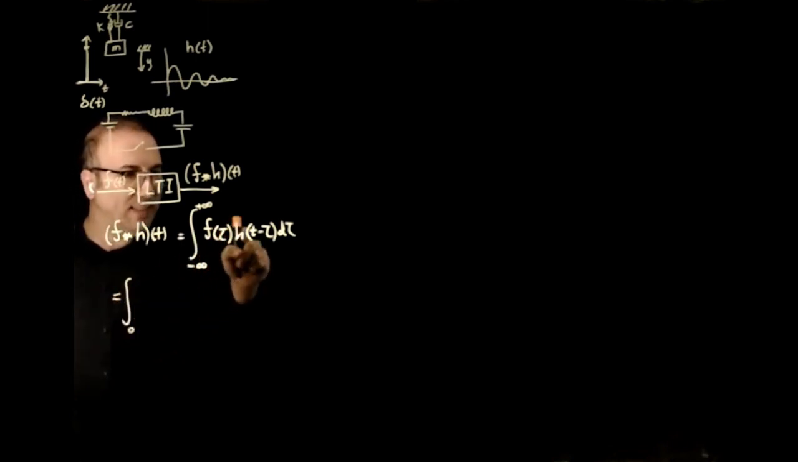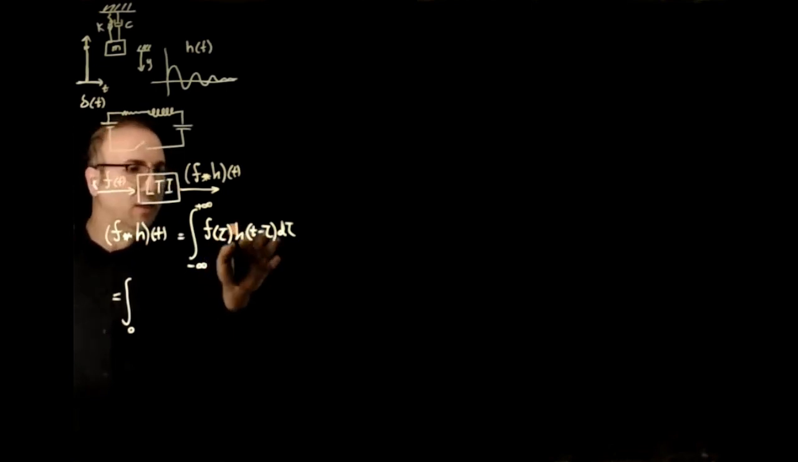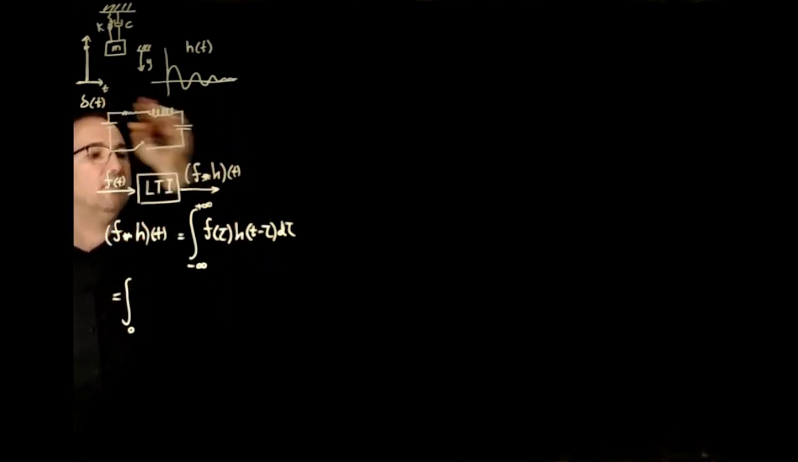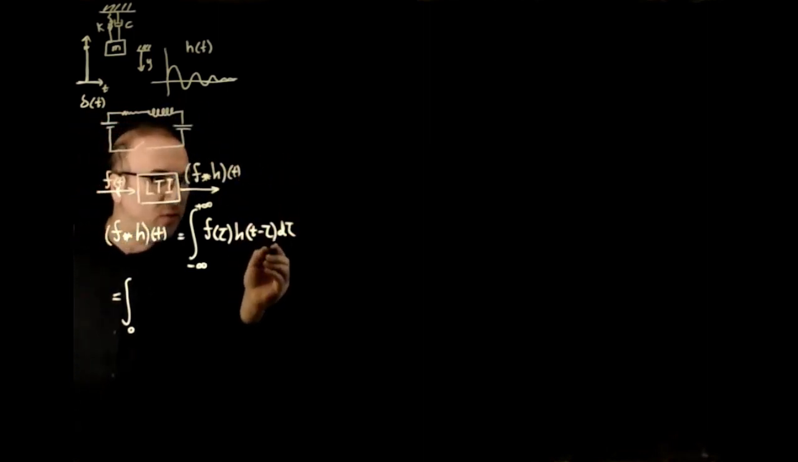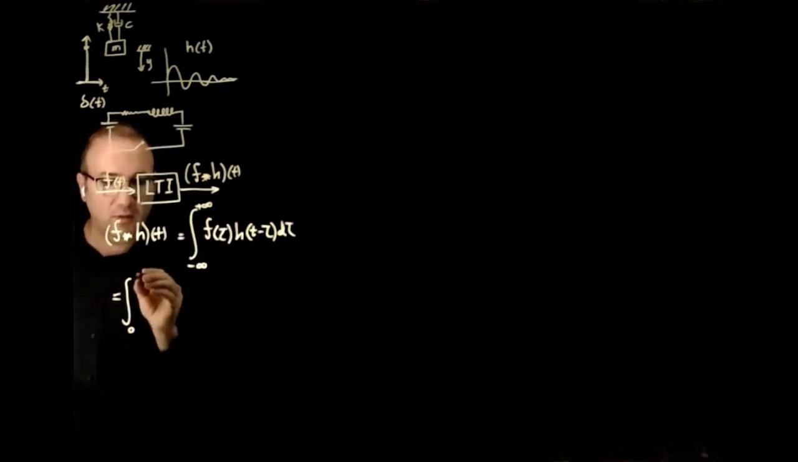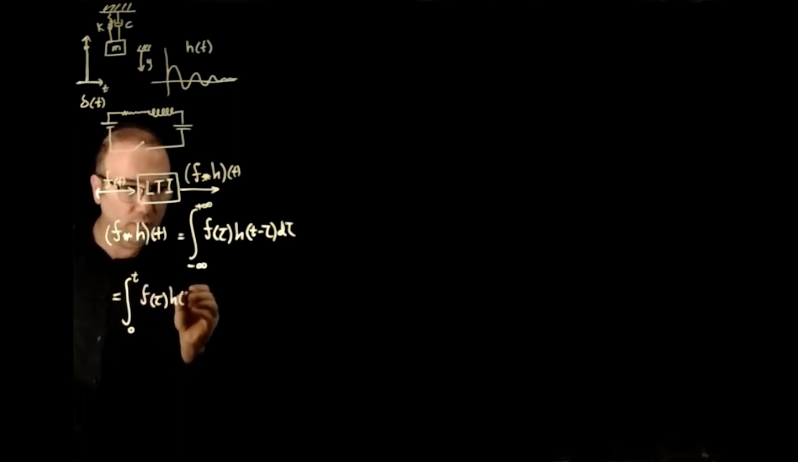Then when tau passes t, this becomes negative, right? For example, if t is 5 and tau is 6, then 5 minus 6 would be negative 1. So h of negative 1 is 0 because impulse response of anything negative is 0. So after tau passes t, this is 0. So from t to plus infinity, it is also 0. So I can do the integration from 0 to t only of f of tau h of t minus tau d tau.